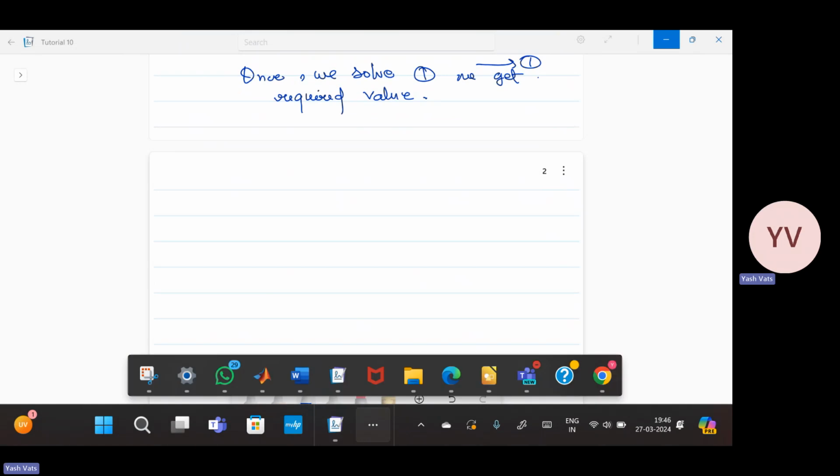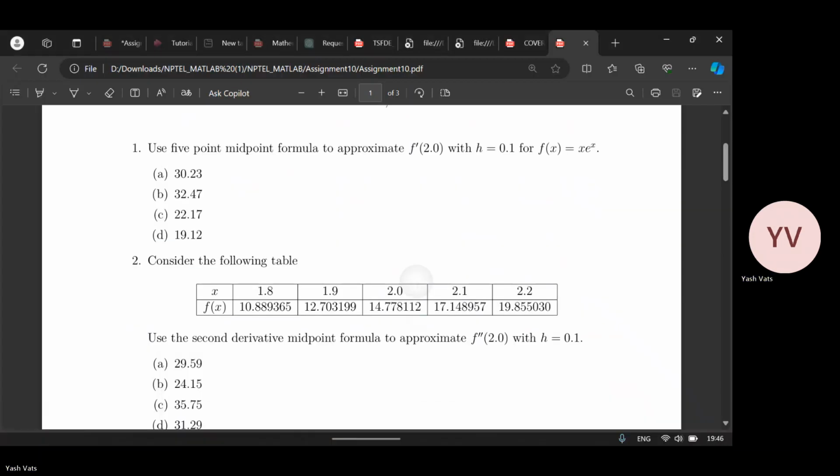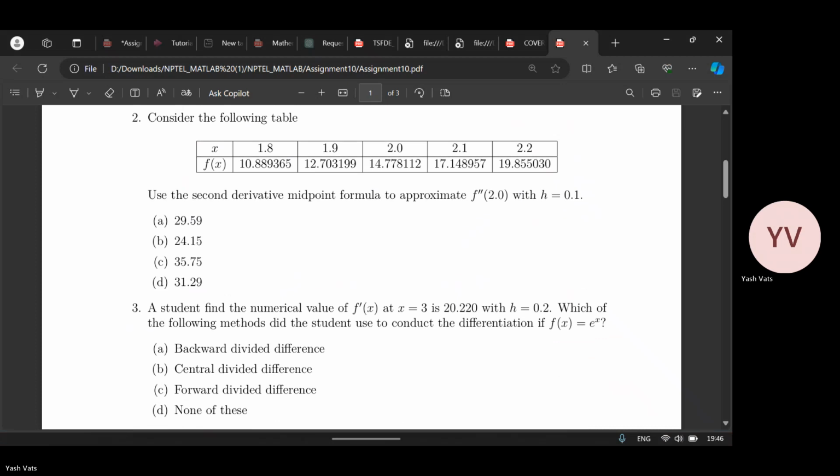All right, now we go to another question. Consider the following table, then you have to use the second derivative midpoint formula to approximate f double dash 2 with h is equal to 0.1. So here also you have to use the midpoint formula.